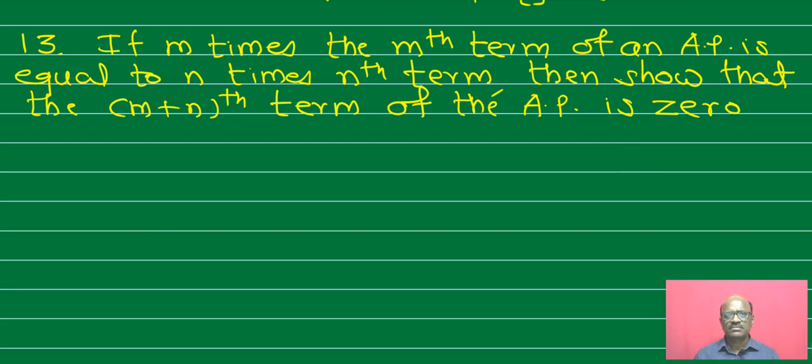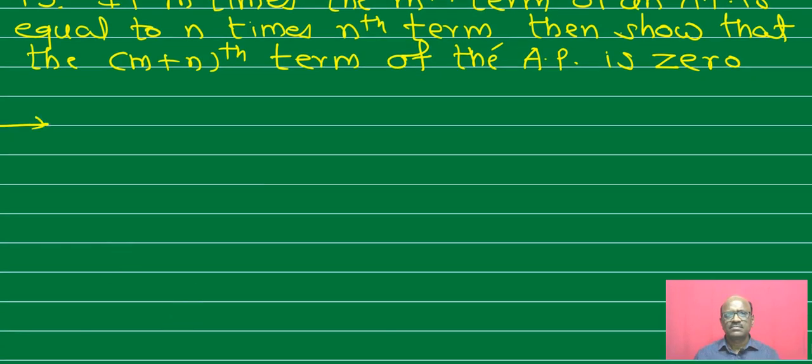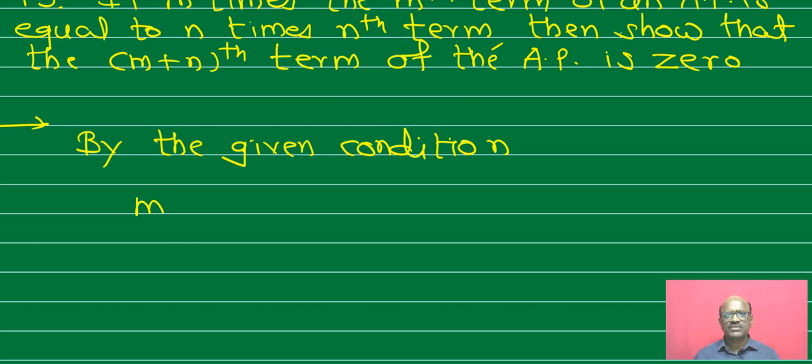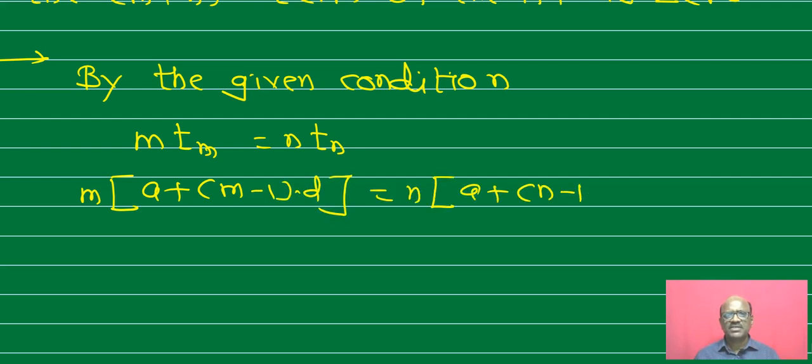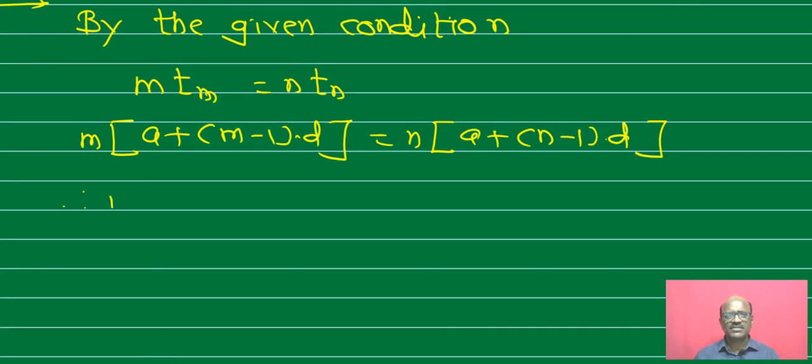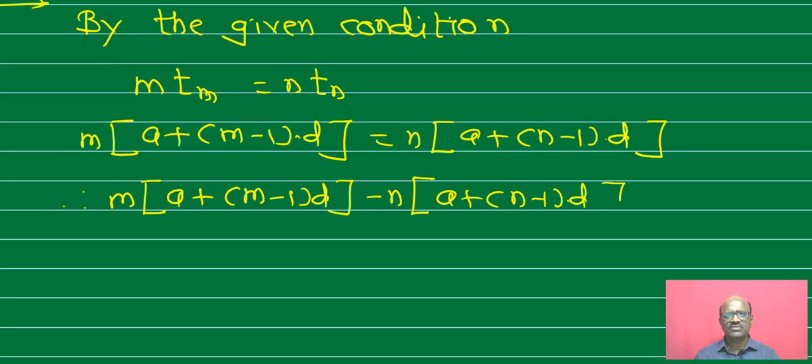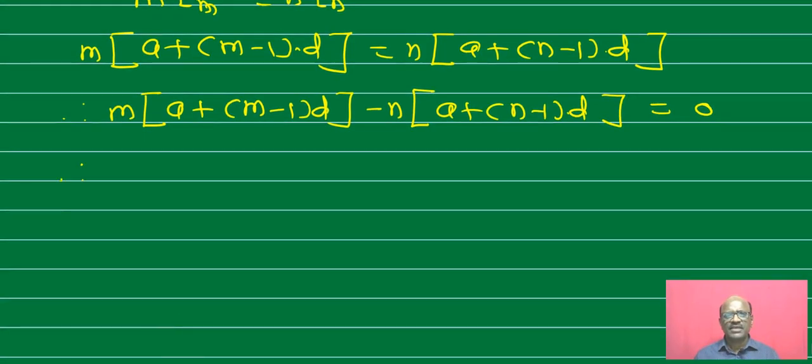Now find out the terms only. By the given condition, Tm is equal to n times Tn. The formula of T, that is a plus (m minus 1) into d, is equal to n in bracket a plus (n minus 1) into d. Simplify this: m in bracket a plus (n minus 1) into d, minus n in bracket a plus (n minus 1) into d, equals 0.